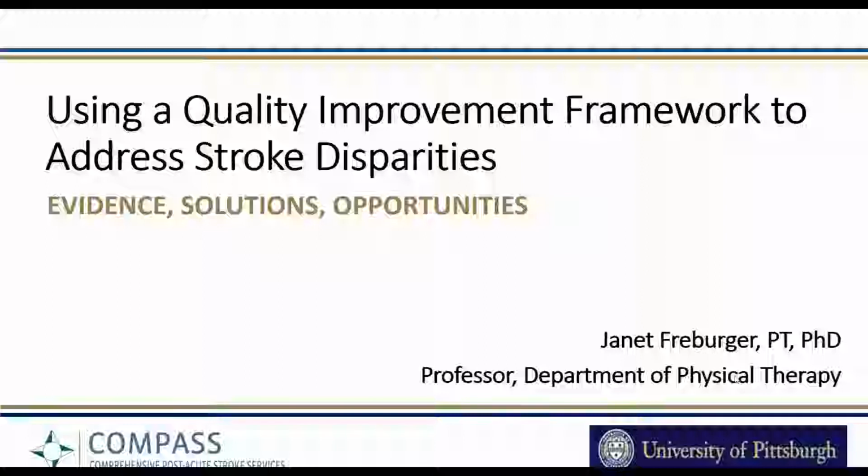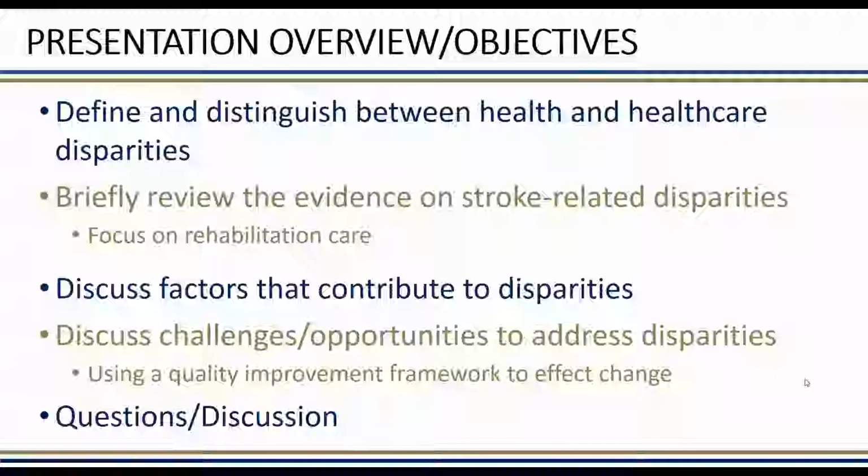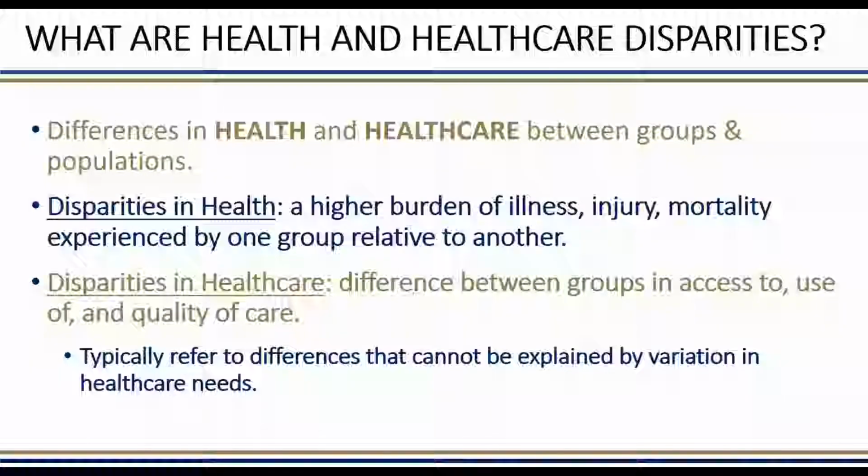And the title of my presentation is Using a Quality Improvement Framework to Address Stroke Disparities. So what I wanted to do was just spend a little bit of time defining and distinguishing between health and healthcare disparities, then review the evidence on stroke-related disparities with a particular focus on some of our work looking at disparities in rehabilitation care, and then discuss factors that contribute to disparities, and then finally end with a discussion of the challenges and opportunities to try to address these disparities, and specifically using a quality improvement framework to try to affect change.